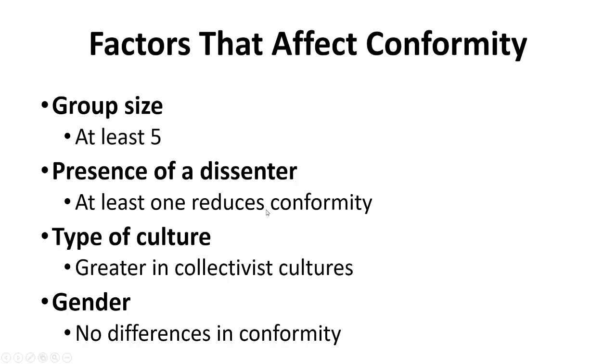Now, what factors influence whether you go with the group or say the real correct answer? We can talk about things like group size. If you're in a group of only 1 or 2 or 3, then you're probably going to say what you think is right. But as the group gets larger, as you get up to at least a group size of about 5, it becomes more likely that people are going to go along with the group, even if they think the group is wrong.